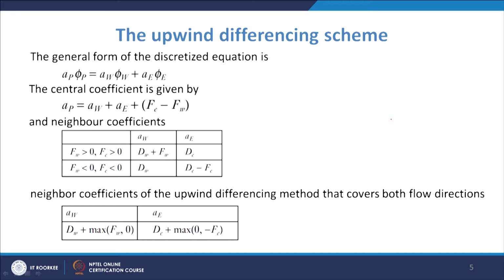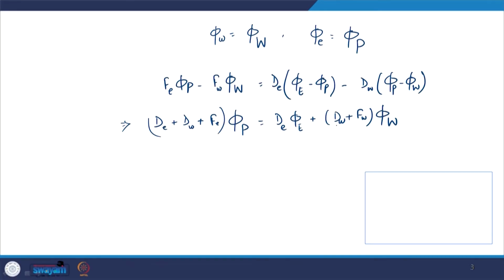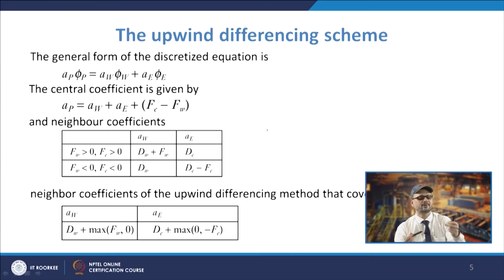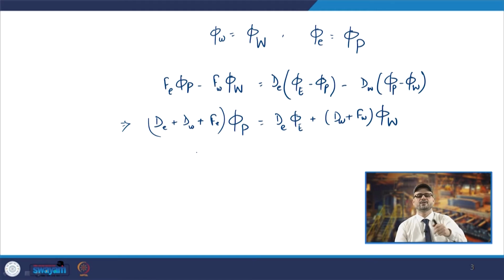So, that is when F W is more than 0 and F E is more than 0. When U is positive, in that case F W and F E, that is rho U, will be positive, and that is why your A W will be d W plus F W. That is what you see, the A W will be d W plus F W. Similarly, A E will be d E, and then you will have the expression for A P. So, A P will be A W plus A E plus F E minus F W. That is what you get from here.